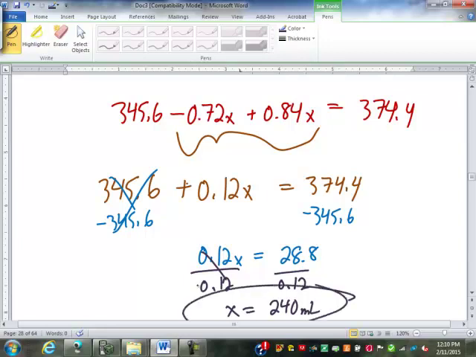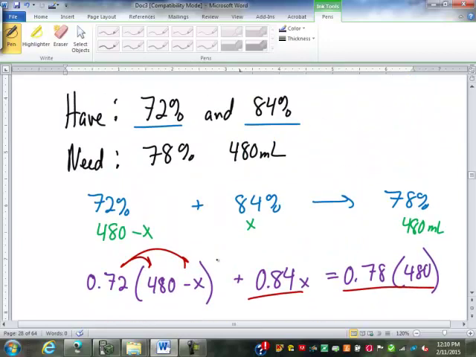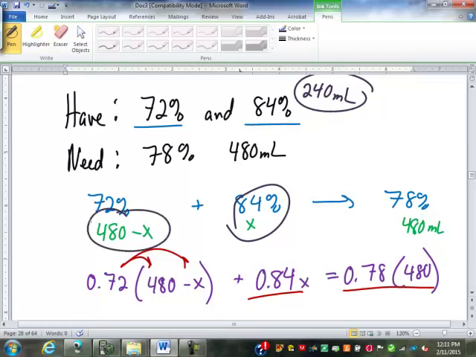So now again, we have to go back and make sure we know what x was. x was the amount of 84%. So we need 240 milliliters of 84%. And 480 minus 240 is 240 milliliters of 72%. So we were able to solve that with a single equation.